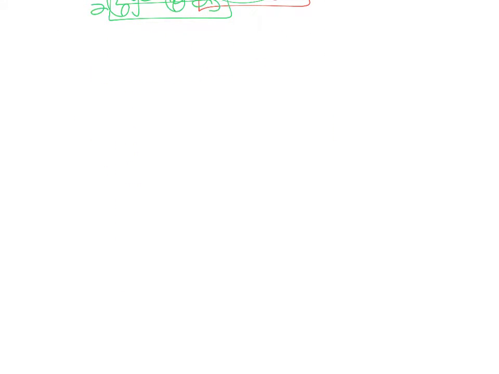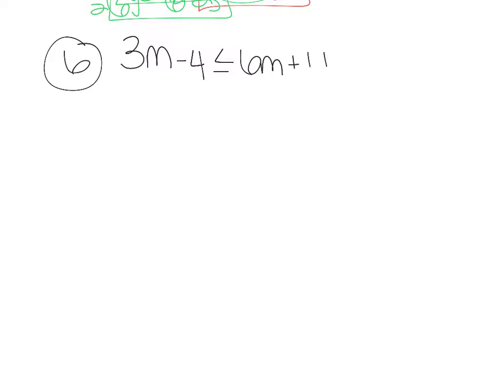Okay, let's try number 6. 3m minus 4 is less than or equal to 6m plus 11. Now I want you to notice on this one I've got m's on both sides of the inequality symbol, so just like whenever I was solving equations, the first thing I need to do is get them in the same place. So we're going to subtract 3m from both sides, and then that leaves me with negative 4 is less than or equal to 3m plus 11.